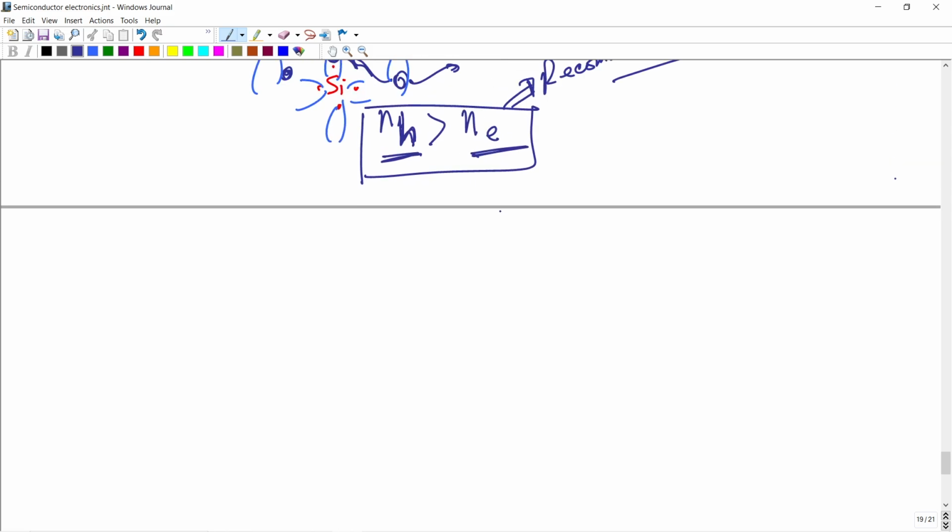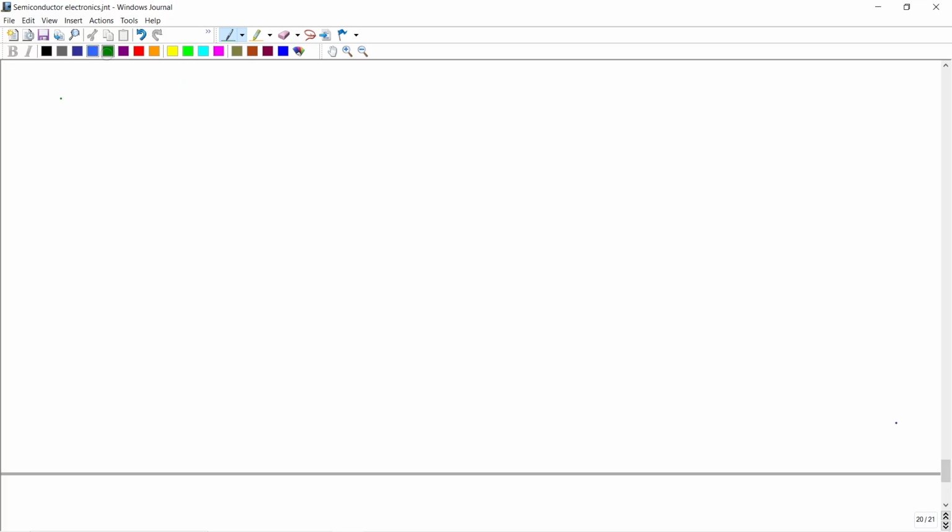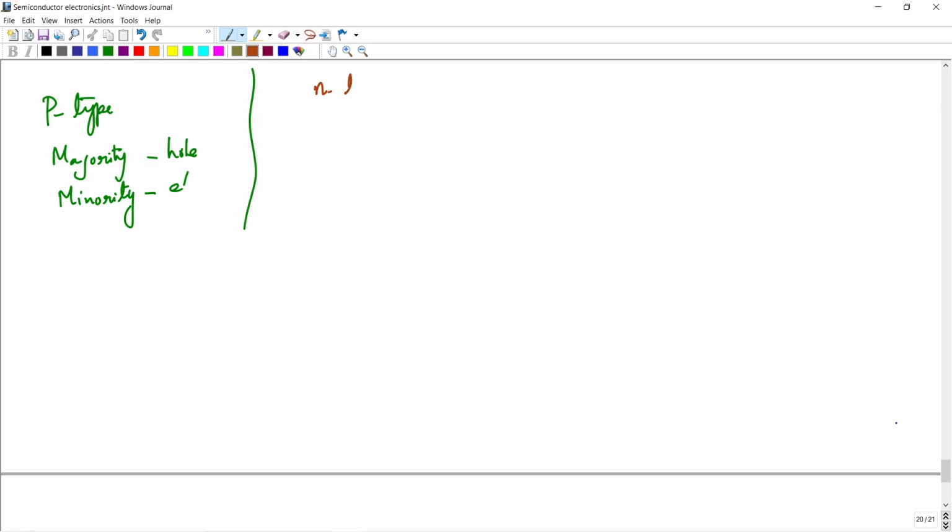In the case of a p-type semiconductor, the majority carrier is the hole, and the minority carrier is the electron. And for an n-type semiconductor, the majority carrier is the electron and the minority carrier is the hole.